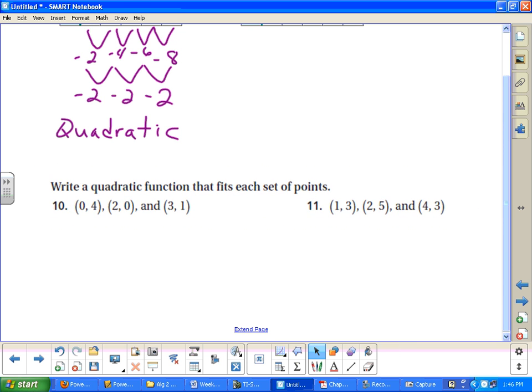No, we're not doing number 9. Okay, we'll do number 11 here. All right, they want us to write a quadratic function that fits this set of points. To do that, we're going to put it in our y equals, or we're going to graph it to do it. Okay, use the calculator.